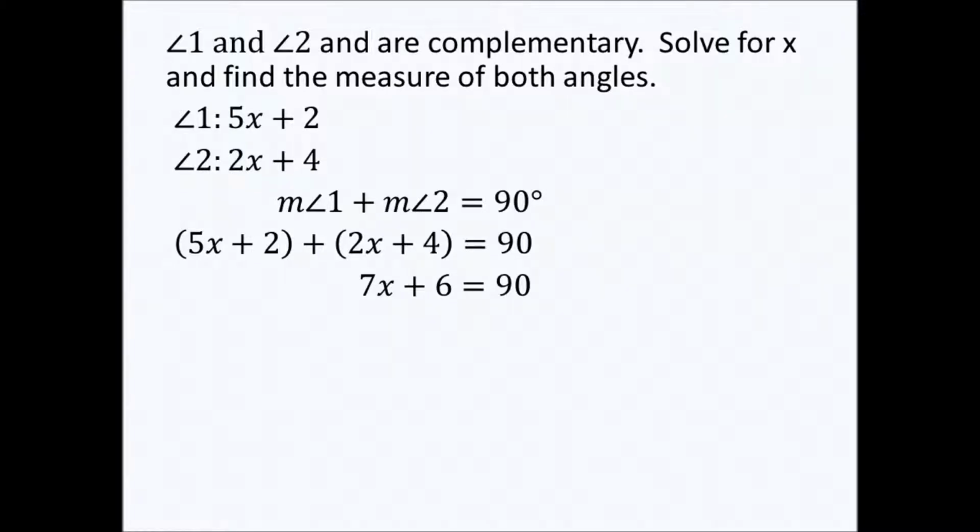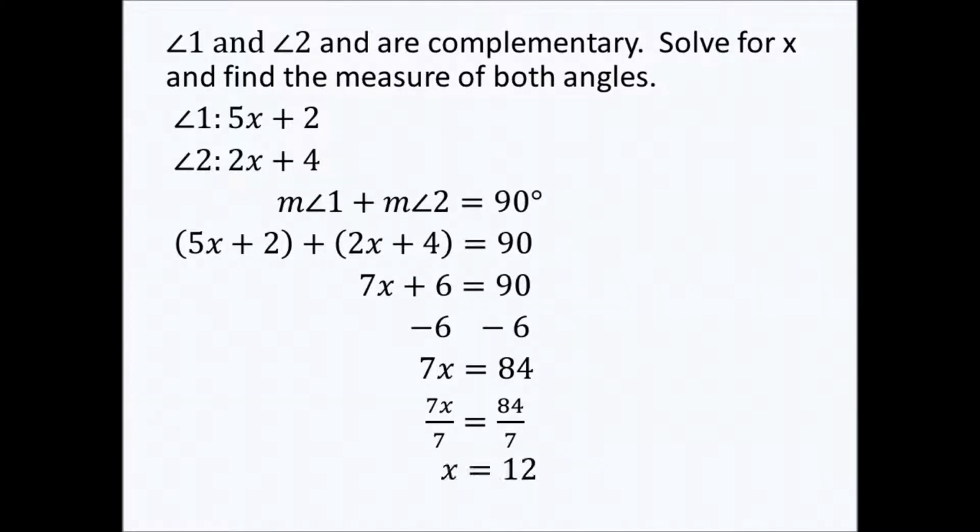Combining like terms, we get 5x plus 2x equals 7x, 2 plus 4 equals 6. The next step is to subtract 6 from both sides. 90 minus 6 gives us 84. 7x equals 84. Next, we divide both sides by 7. So 7x divided by 7 equals 84 divided by 7. X equals 12.